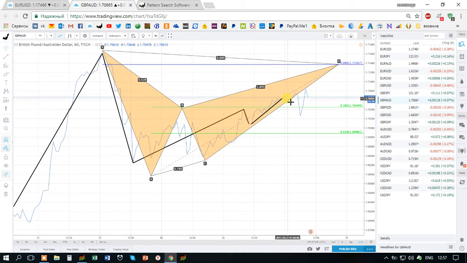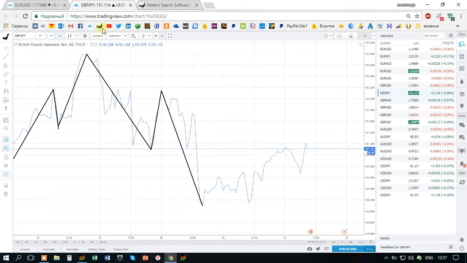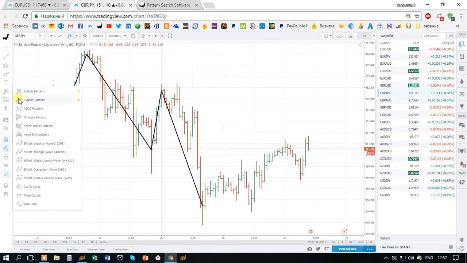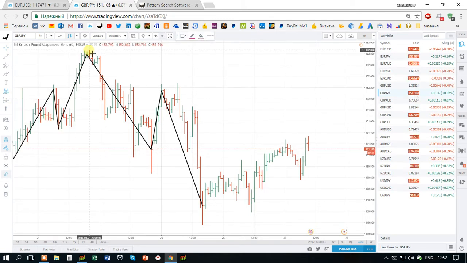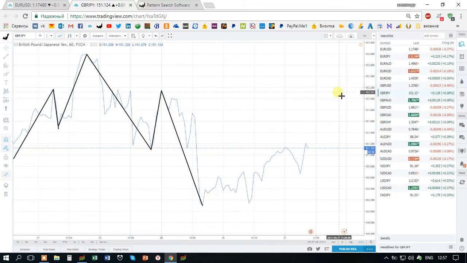GBP AUD. Pound Yen. One more time. Let me have a look at this formation. X to A, and I need this close. It is 672. No Cypher pattern here.